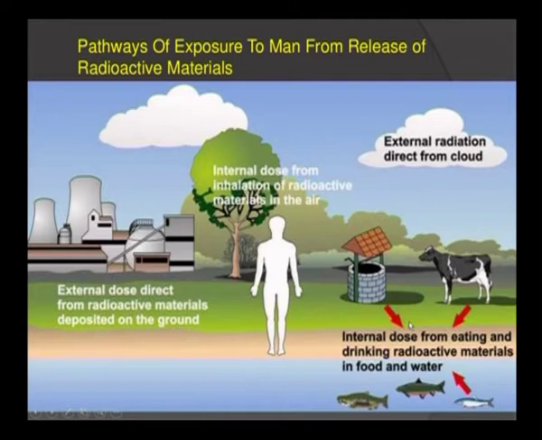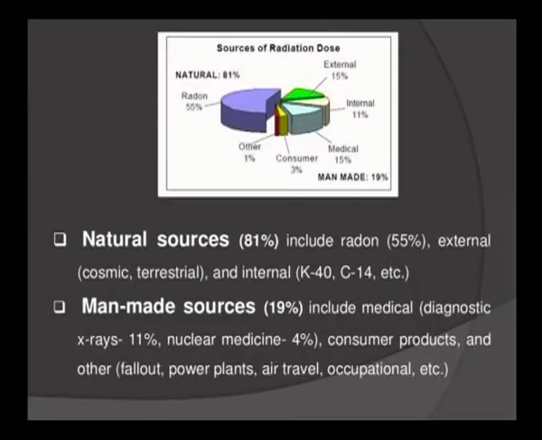This could be from a well, again from underground water. It could be from the cow and the milk or the meat. It could be from the fish and the water again. External radiation directly from the cloud. Internal dose from inhalation of radioactive materials in the air, and external dose direct from radioactive materials deposited on the ground. Natural sources encompass about 81%, which includes radon about 55%, external, cosmic and terrestrial, and internal, which is K-40, C-14, etc.